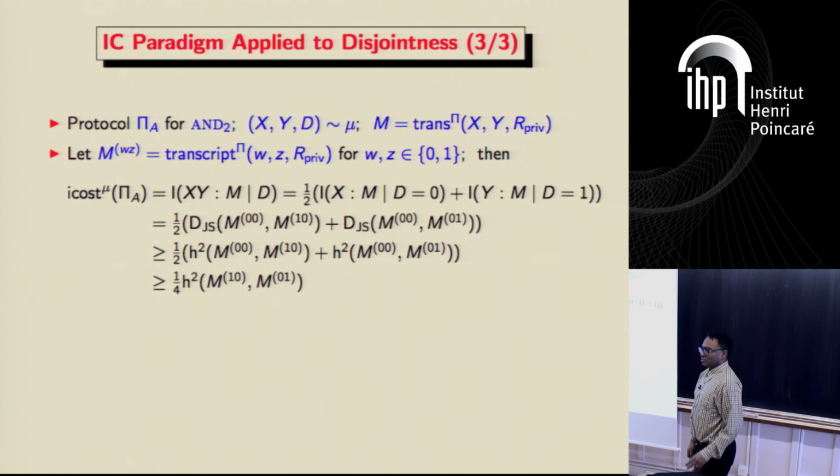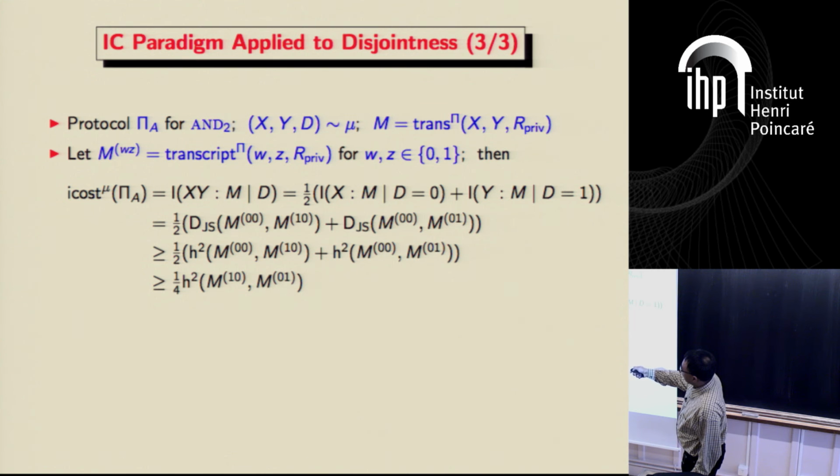Okay, now we have to appeal to some analytic inequalities. Again, one of these calculus-based things. So the JS divergence is at least the squared Hellinger distance between distributions. Okay, this is again a basic inequality. So apply this to both the terms.